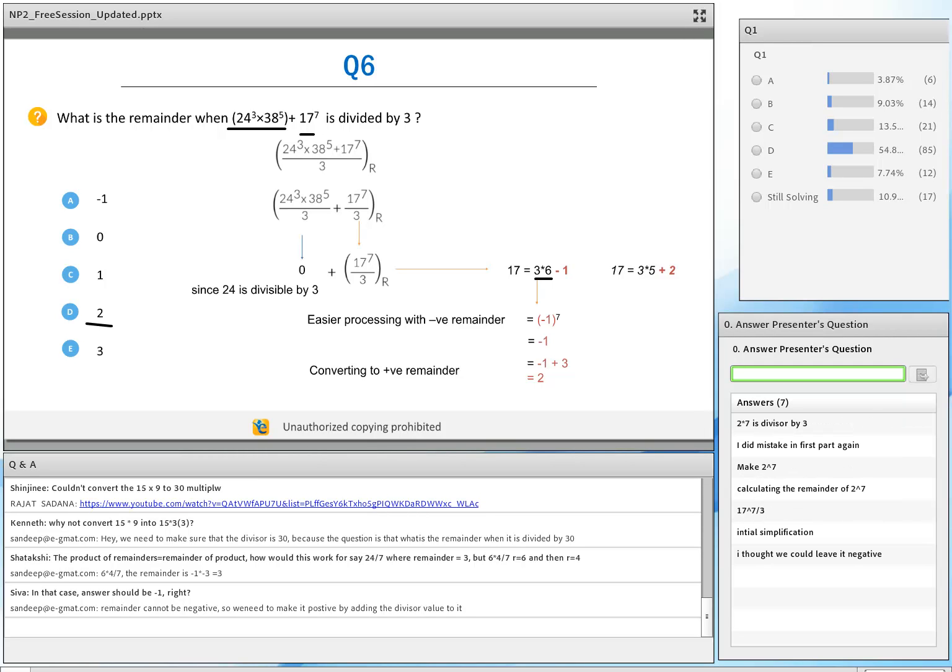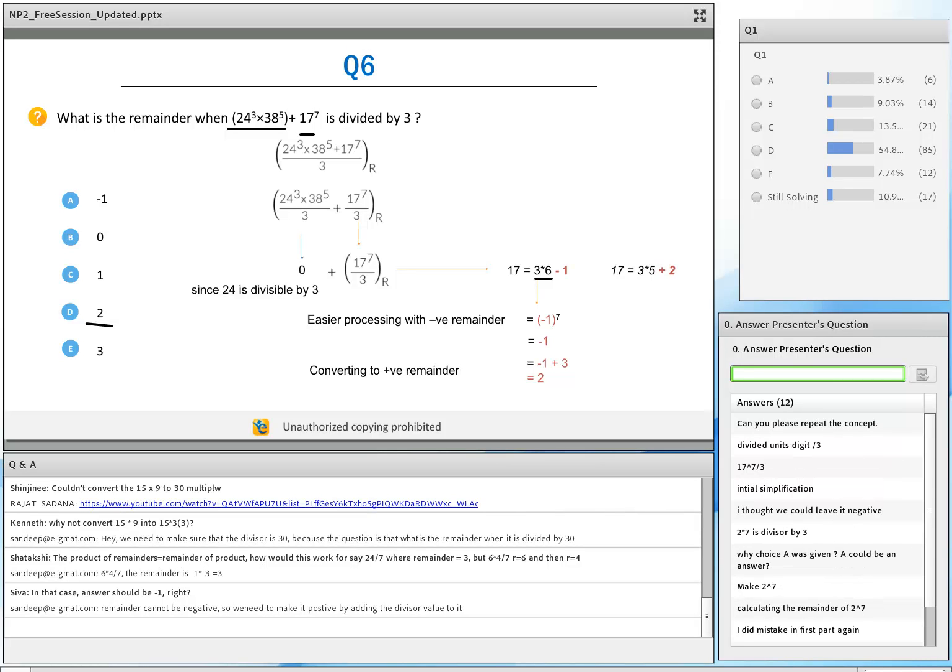that's not how I would recommend it. It requires more math. 2 to the power 7 is 128, and 126 is divisible by 3, and that leaves the remainder 2. 2 to the power 7 is 128, by the way.